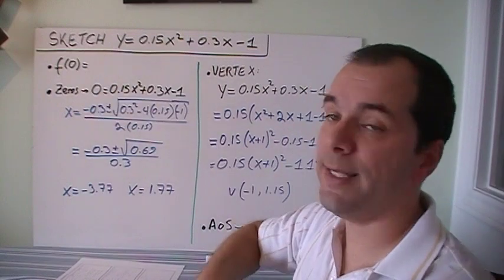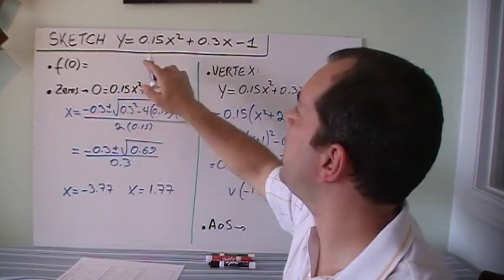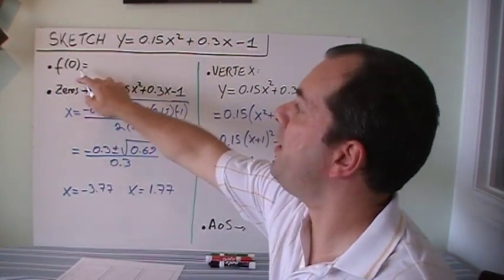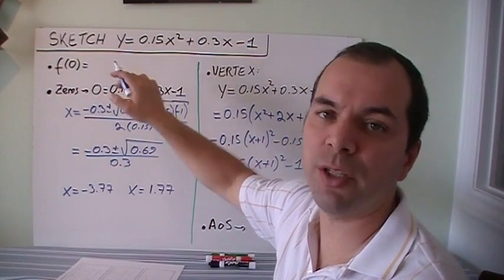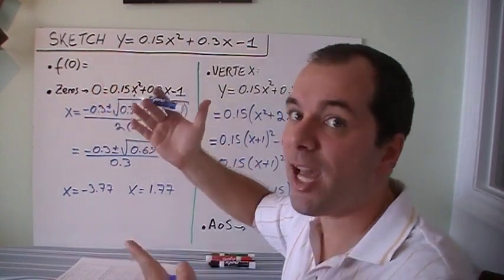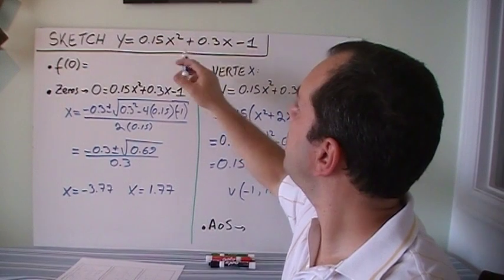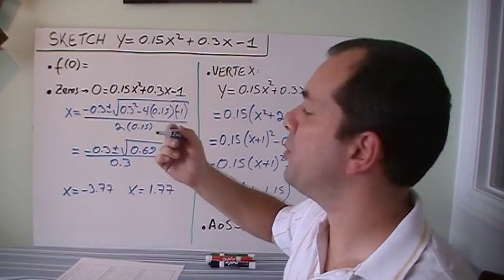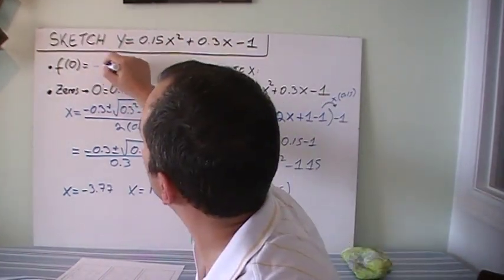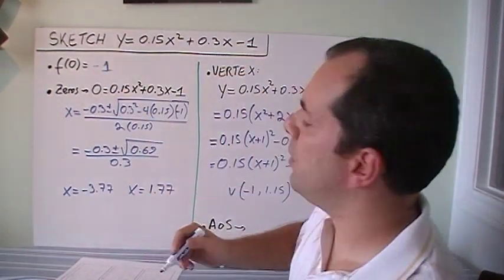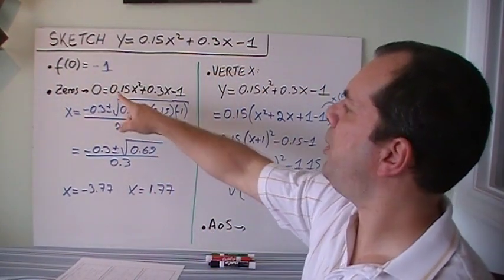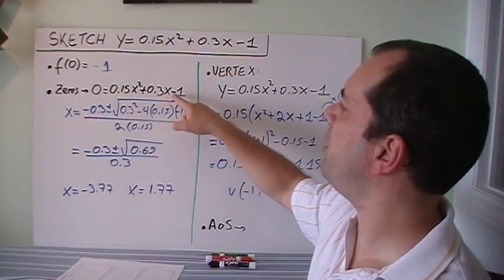So f at 0, straightforward again. I just plug in 0 for this. So I use f at 0 now because it just said y. Before I used h at 0 because they told me h at something. So 0, 0, I'm only left with minus 1. Okay. Now I have 0.15x squared plus 0.3x minus 1.